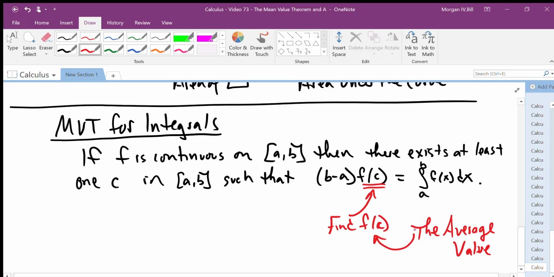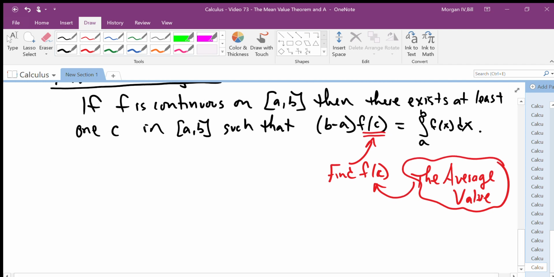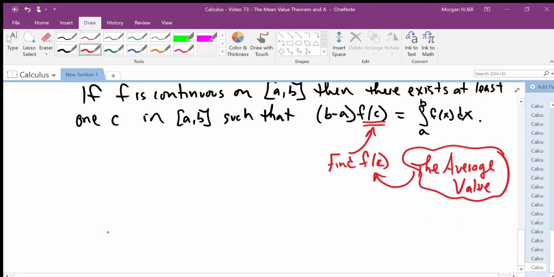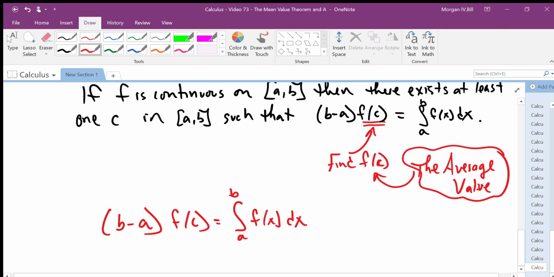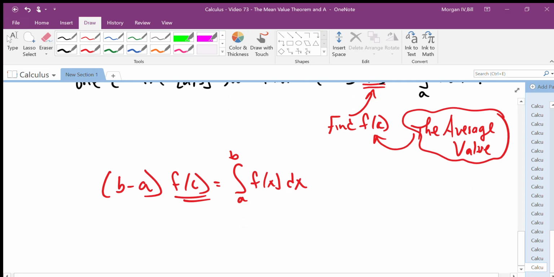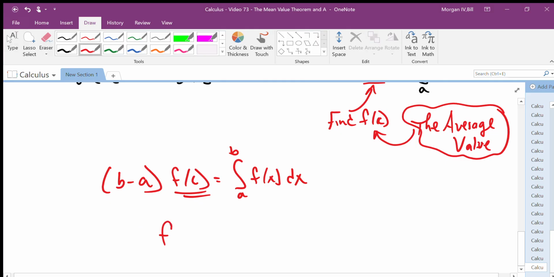So if you see a problem that says find the average value, they're saying find the height of that rectangle so that the area of the rectangle is equal to the area under the curve. Find f of c, find the average value. Okay, well, you have this formula. You have the formula b minus a times f of c is equal to the integral from a to b of f of x dx. If I wanted you to solve for f of c, how would you get it all by itself? Well, hopefully you divide by b minus a. Okay, solving for f of c, we get the average value.